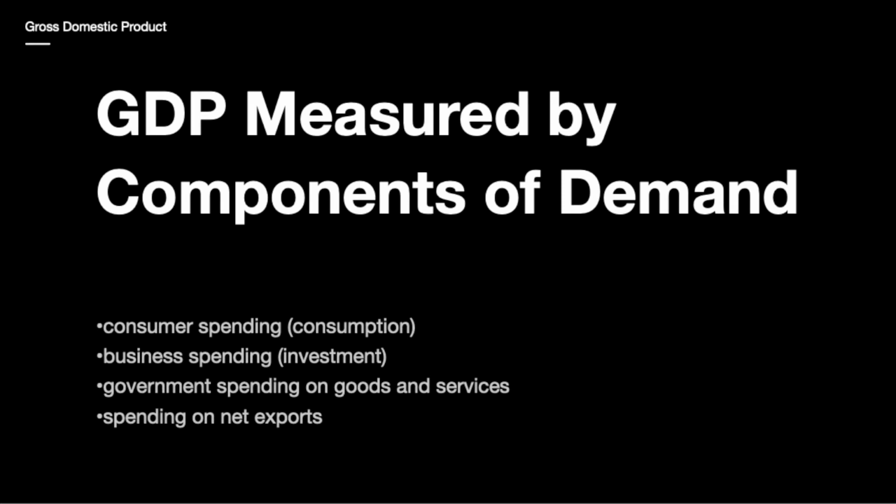GDP measured by components of demand. Who buys all of a country's production? Demand for production can be divided into four main parts. One, consumer spending or consumption. Two, business spending or investment. Three, government spending on goods and services. And four, spending on net exports.